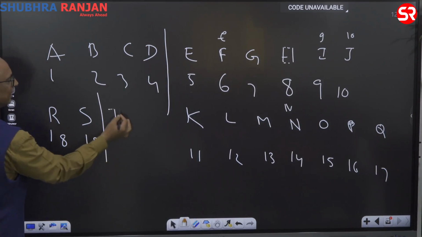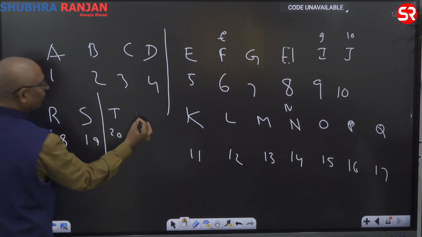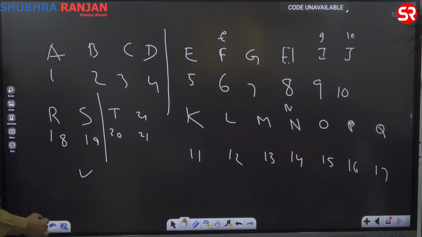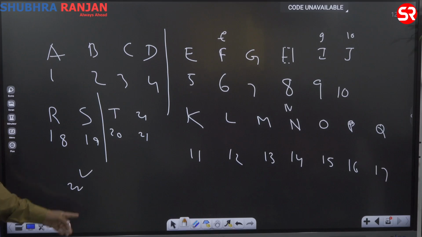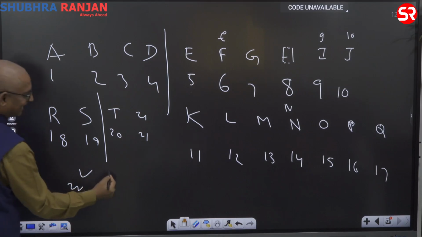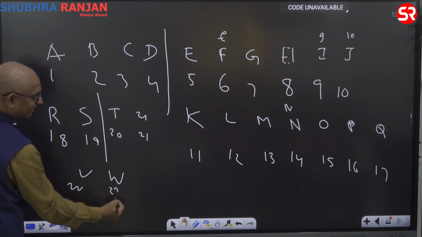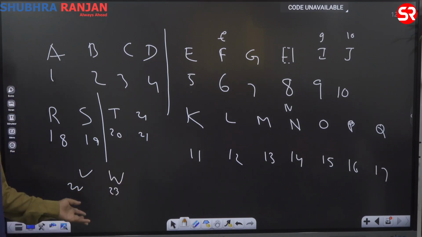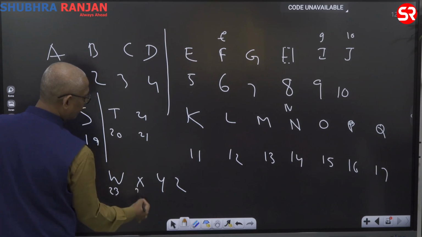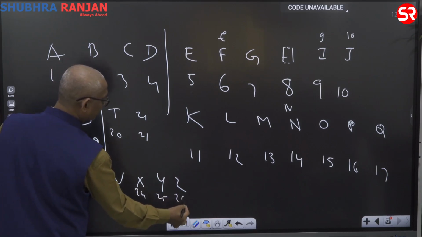Then T. T20 matches. Okay. Both U and 21 are the same. V. It's a victory symbol. V is a victory symbol, na? Generally, they will call it like this, na? V. Victory. 22. Okay. Double victory. Okay. V. W. That is 23. Double 3. UW. X. Y. Z. It is very easy. 24, 25, 26. That we all know.